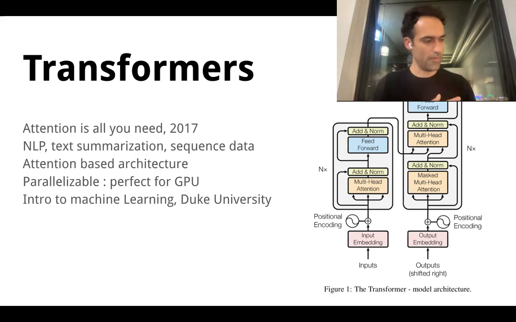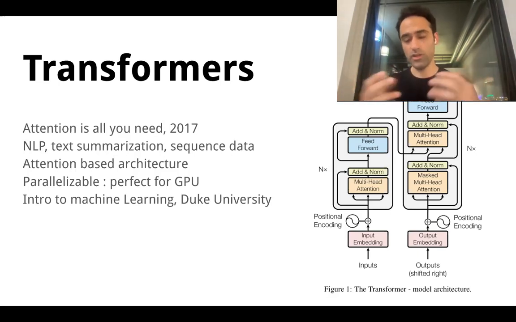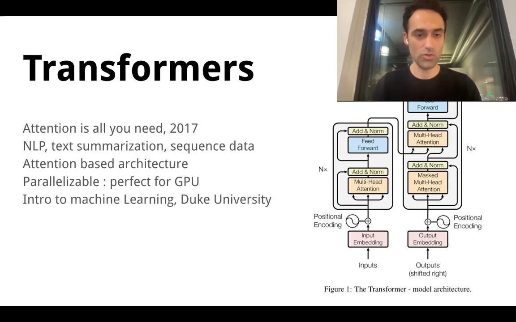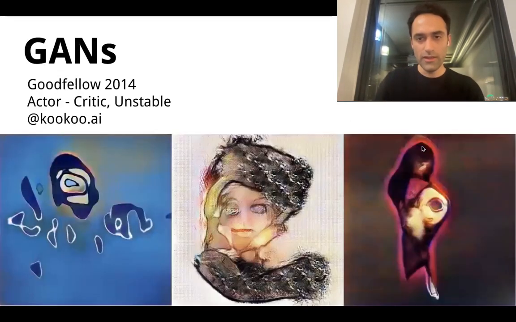It started for sequence and NLP and everything, and now people use it for everything, for audio, for video, and now for images. It's becoming very, very standard. If somebody wants to study transformers, the best resource that I learned from was Introduction to Machine Learning from Duke University. That was the best course about transformers. It's not only transformers, but the transformer part of that course was my favorite. So that's about that.